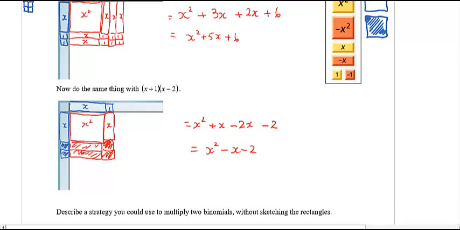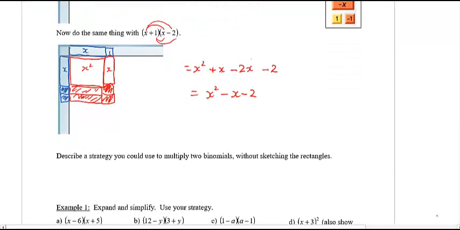So can you actually describe a strategy now that you could use to multiply 2 binomials? 2 binomials, once again, are those things with 2 terms, so binomial, 2 terms, without sketching the rectangle? If you think about what you did, you might be thinking, oh, I did this. X times x gives you x squared. You're right. And then you did this. X times negative 2 to give you negative 2x. Yeah, you did. And then 1 times x to give you the middle term of x. And then 1 times negative 2. So there's many ways to describe this.